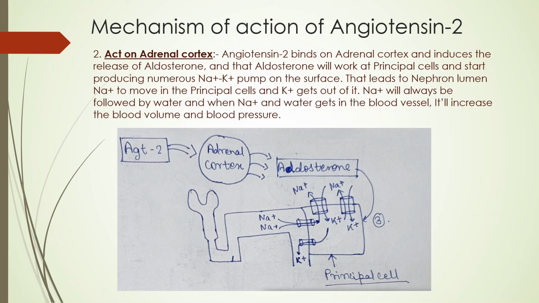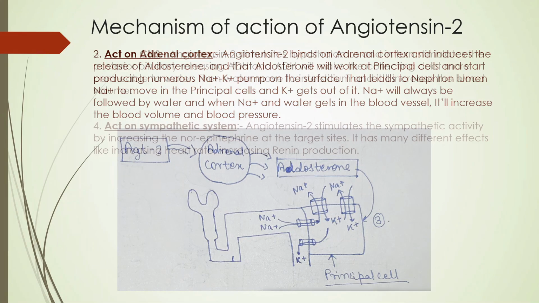As you can see in the picture, because of the sodium-potassium pump, principal cells are rapidly losing sodium and gaining potassium. So that will be compensated by the sodium present in the nephron lumen. And we know very well that water always follows the sodium. So because of that, sodium and water will get out of the nephron into the principal cells, ultimately increasing the blood volume.